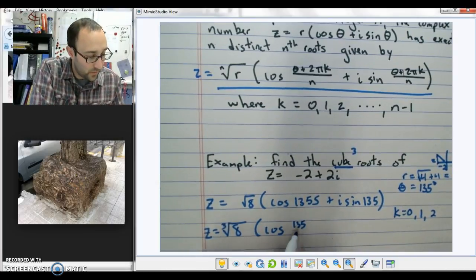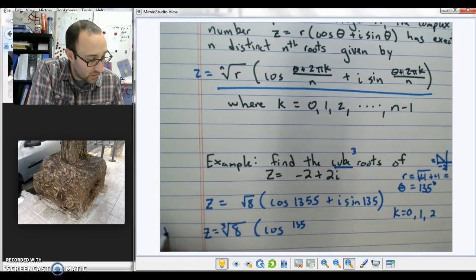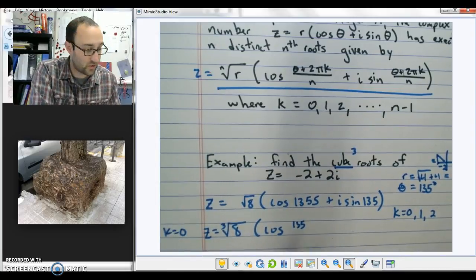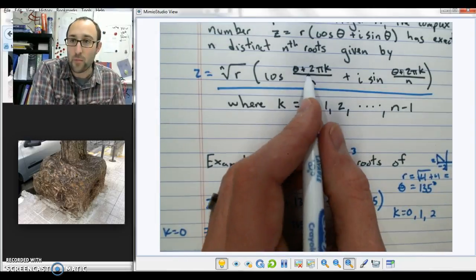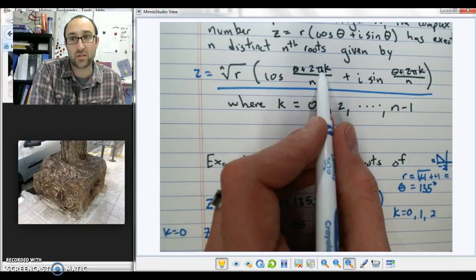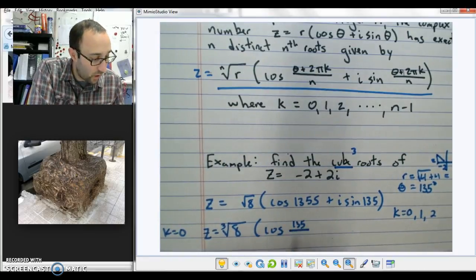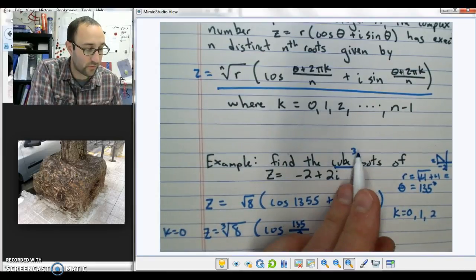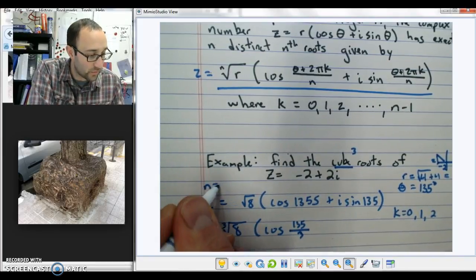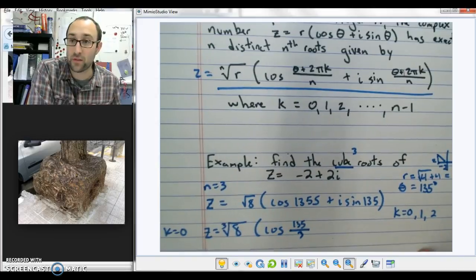Okay, so I'm going to start off with k equals 0 for this first one. So it's going to be 135 plus 0 times 2 pi, which is going to be 0. It's going to be all over 3, which is my n value, right? It's the number of roots, so we can say that n equals 3, so I know I'm dividing by 3.